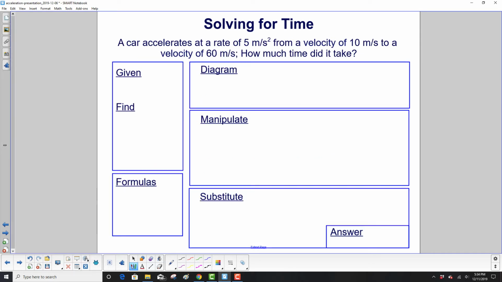Let's do a practice problem together. We have a car accelerating at 5 meters per second squared from a velocity of 10 meters per second, so it's not starting at 0, to a velocity of 60 meters per second. How much time did it take? So try working this on your own. Pause the video if you'd like, and go to the next slide when you're ready to see how we did it.